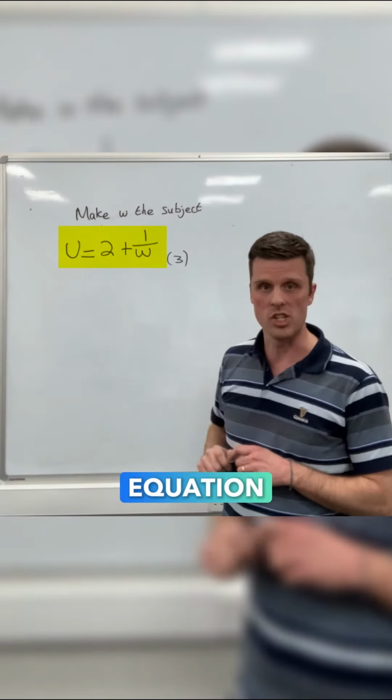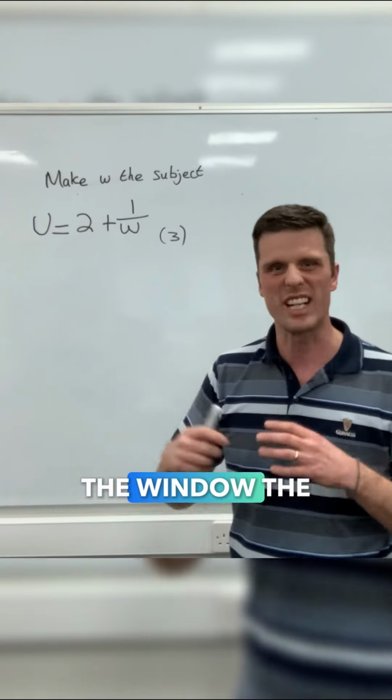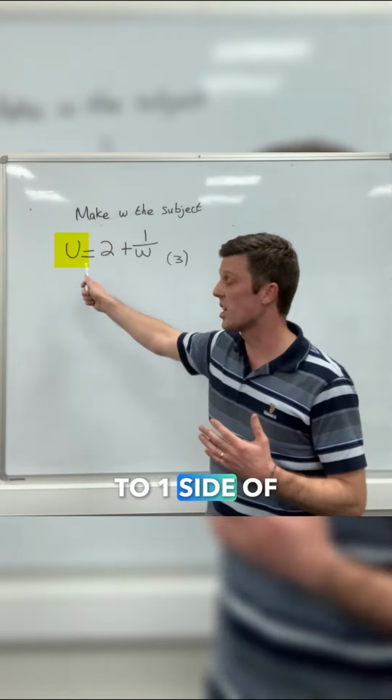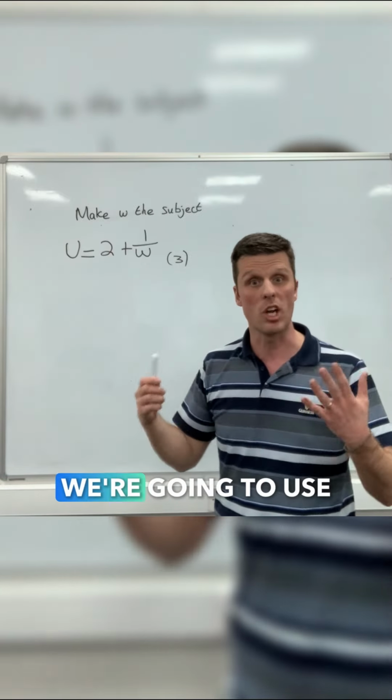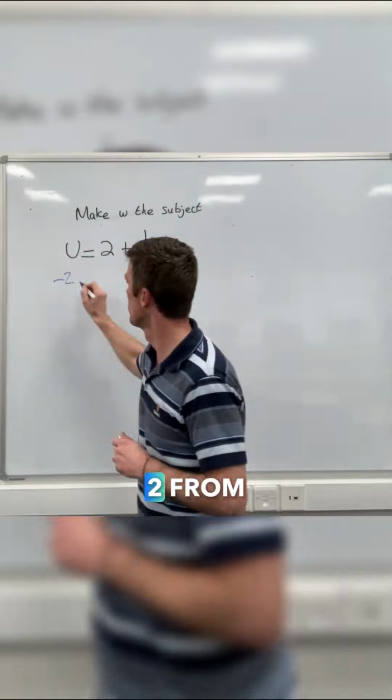We have a look at the equation. First thing to identify is what's the bit extra on the outside of the equation, the one that I want to get rid of. It's this 2. So whatever we do to one side of the equation, we must always do to the other. And we're going to use the inverse to get rid of it. So instead of add 2, we're going to minus 2 from both sides.